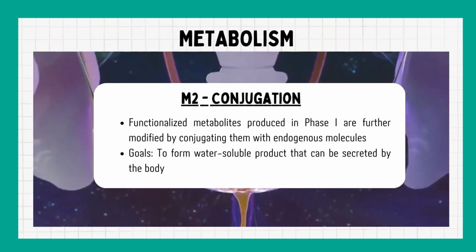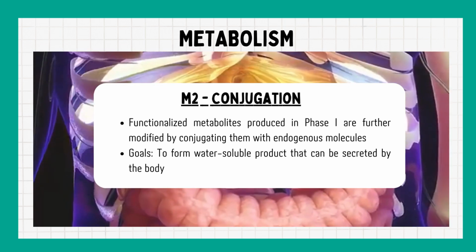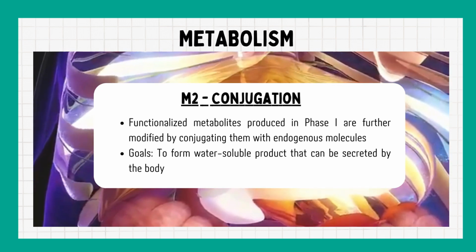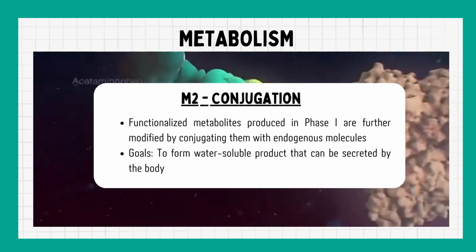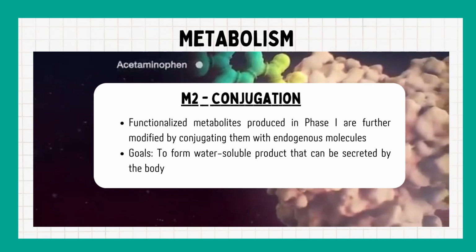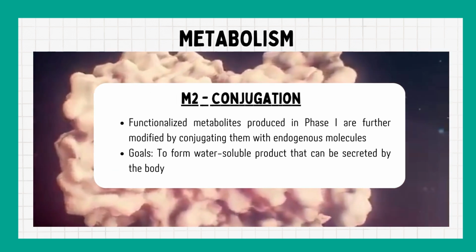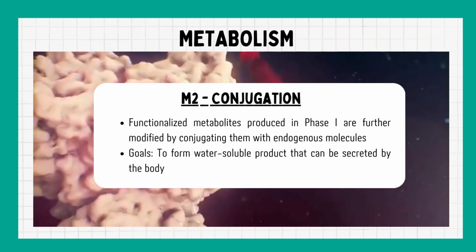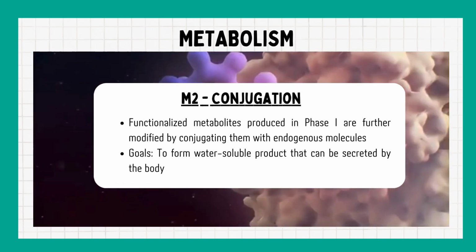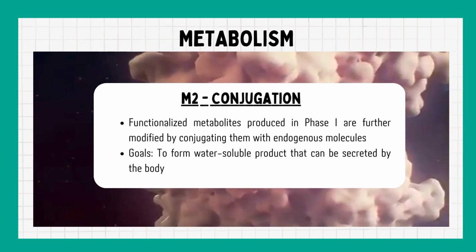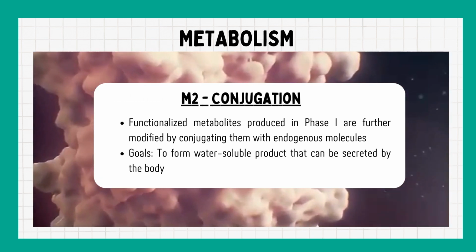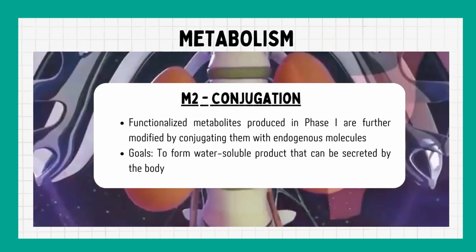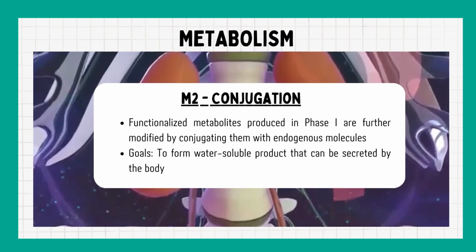In conjugation reactions, the modifying molecule is usually an endogenous substance, such as a small molecule like glucuronic acid, sulfate, or amino acid, which is covalently attached to the original compound. This attachment is often mediated by enzymes in the body, particularly in the liver, where many conjugation reactions take place. So the purpose of conjugation reactions is to transform potentially harmful substances into forms that can be readily eliminated from the body via urine or bile.